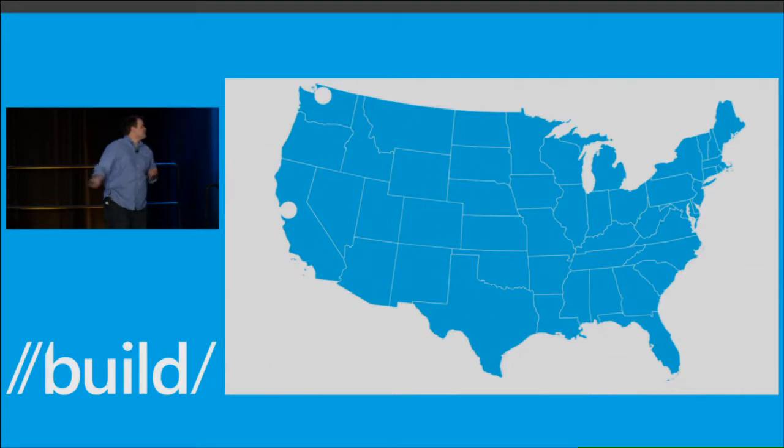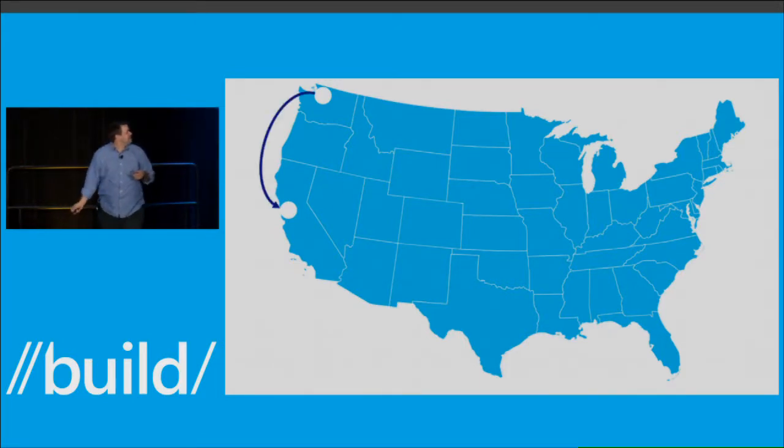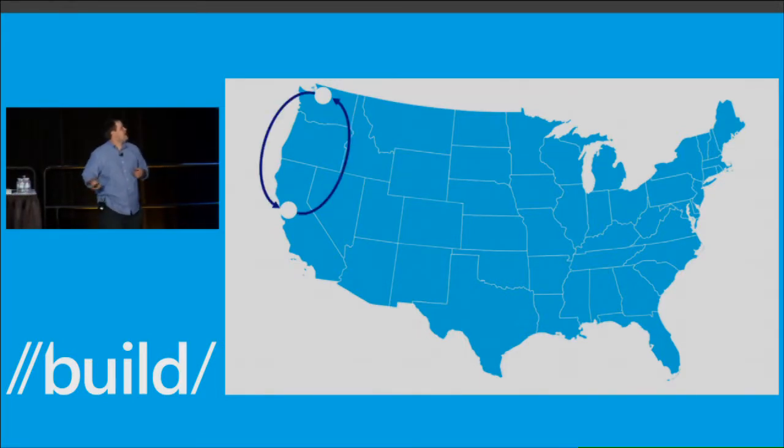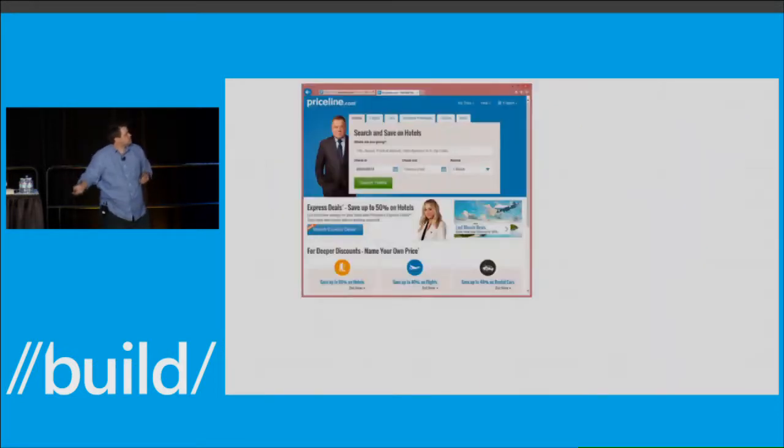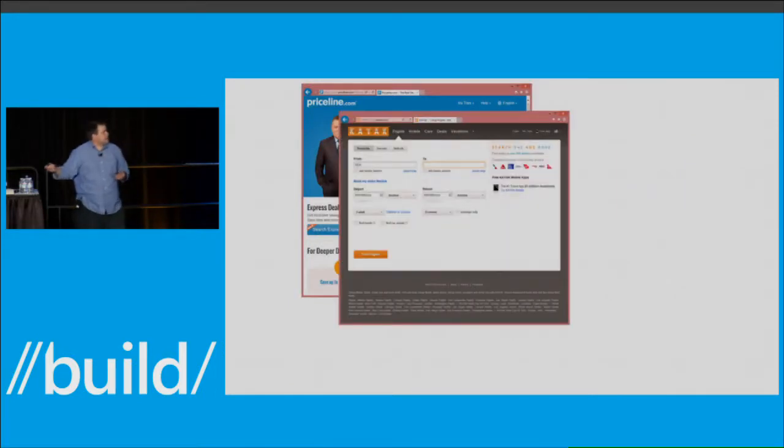So I bought round-trip plane tickets. And in order to buy those tickets, I visited five popular travel websites. Those would be Priceline, Kayak, Travelocity, Expedia, and Orbitz.